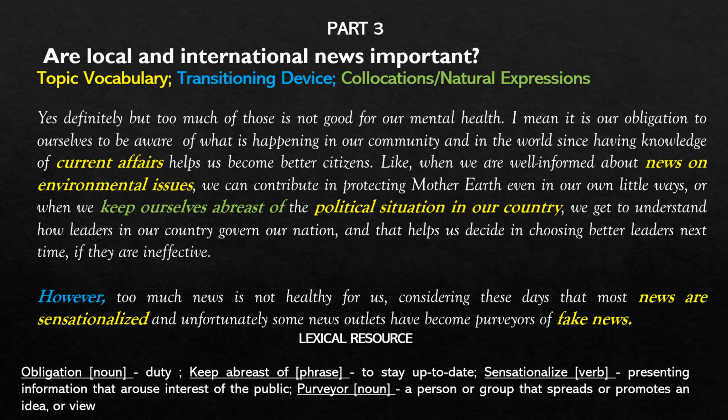Like, when we are well informed about news on environmental issues, we can contribute in protecting Mother Earth, even in our own little ways. Or when we keep ourselves abreast of the political situation in our country, we get to understand how leaders in our country govern our nation. And that helps us decide in choosing better leaders next time, if they are ineffective. However, too much news is not healthy for us, considering these days that most news are sensationalized, and unfortunately, some news outlets have become purveyors of fake news.